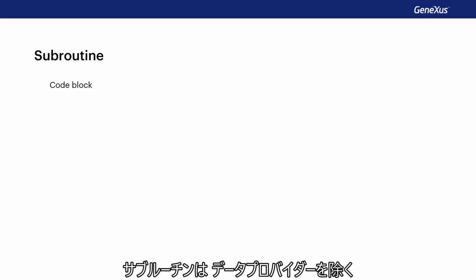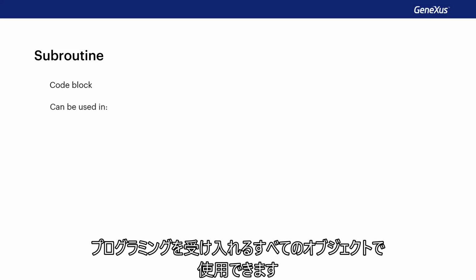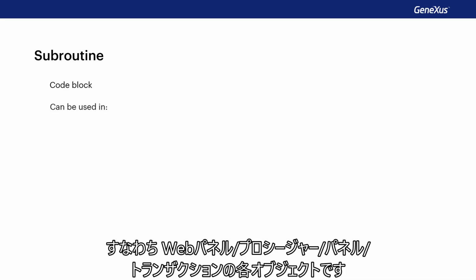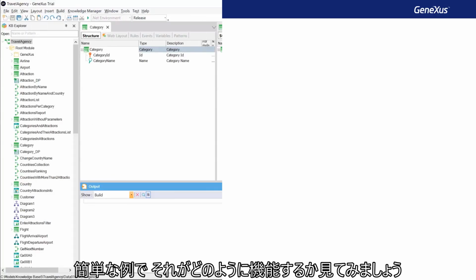Subroutines can be used in all objects that accept programming, except for data providers. They are as follows: web panels, procedures, panels, transactions. Let's see how it works with a simple example.